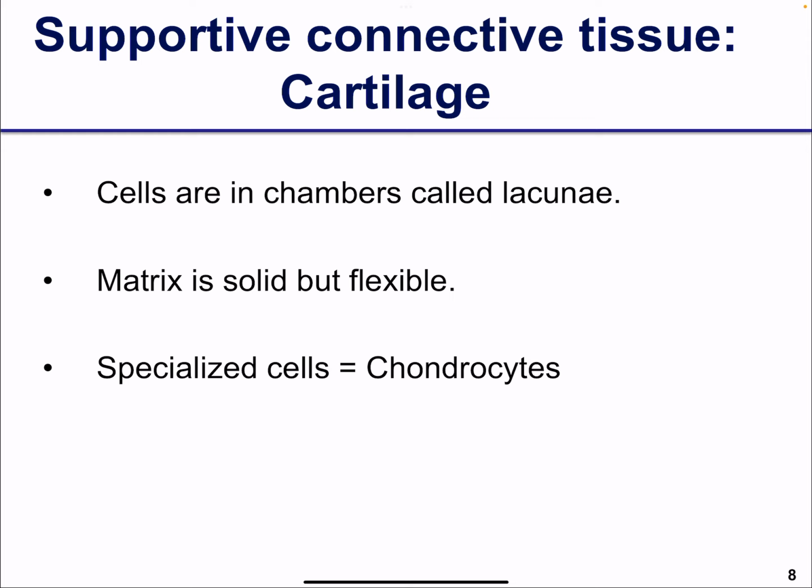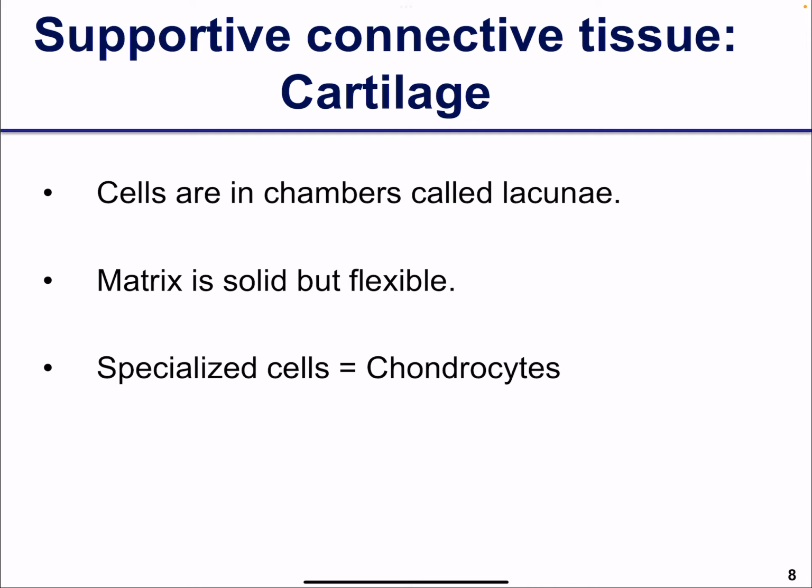How about the supportive connective tissue? There are two kinds of supportive connective tissue. You're going to have the cartilage and you're going to have the bone. Our first stop is the cartilage. The cartilage is going to be that connective tissue that is solid yet flexible. I want you to remember that.